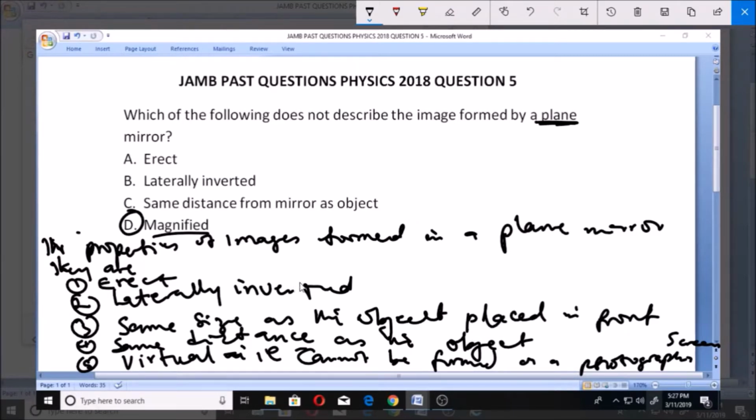So D is the right answer to this, because these are actually the properties of images formed by a plane mirror. They are erect, they are laterally inverted, they are same size as the object and same distance as the object. And they are virtual. So those are the properties, and from that, the option that is not there is magnified, D.